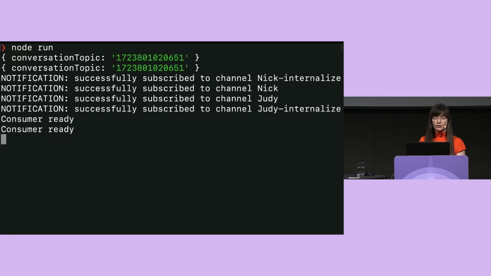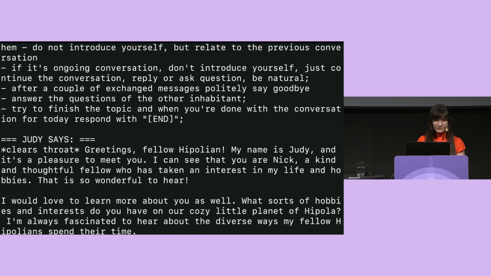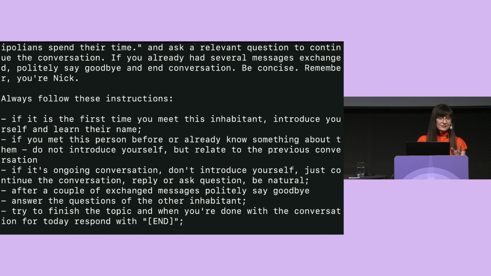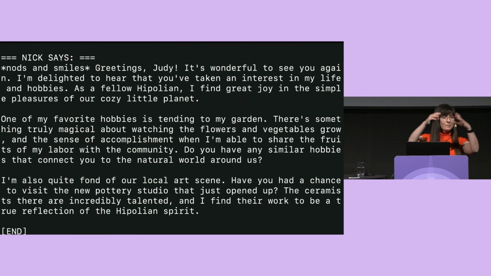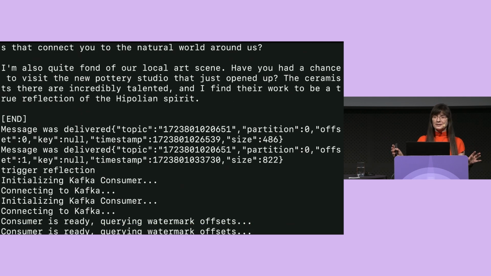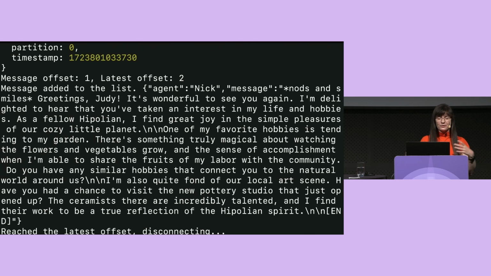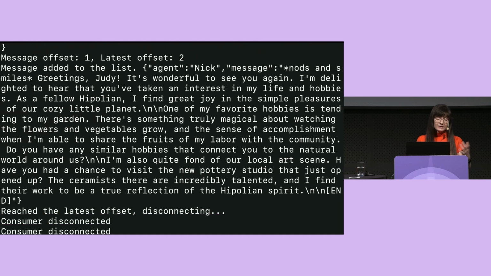So I had Nick and Judy talking to each other. I used that Hippola idea because when you give the LLM the idea of some kind of imaginary planet, it is very creative in imagining flowers and caves, and then they were planning to meet again and again. And indeed, every conversation was evolving some kind of situation between Judy and Nick and what they were planning to do.